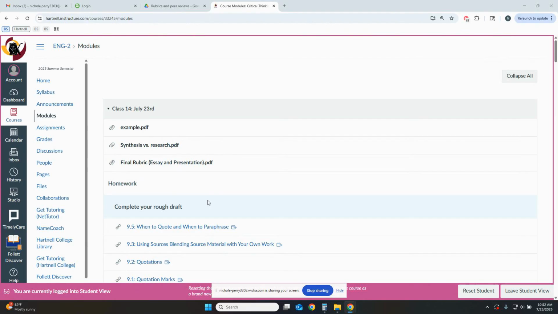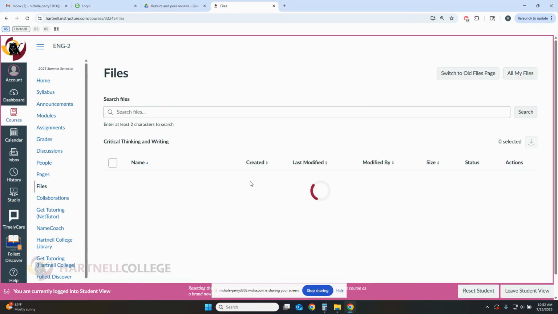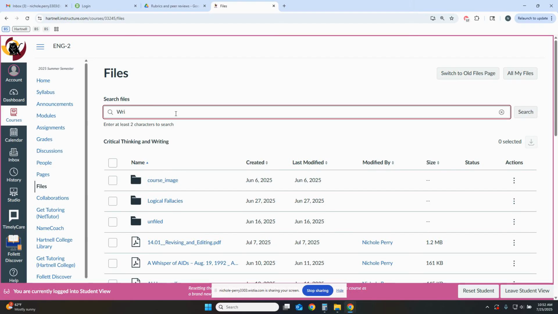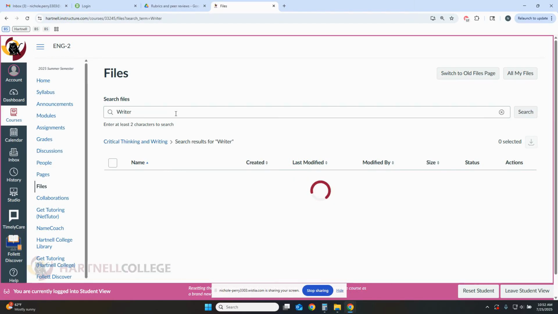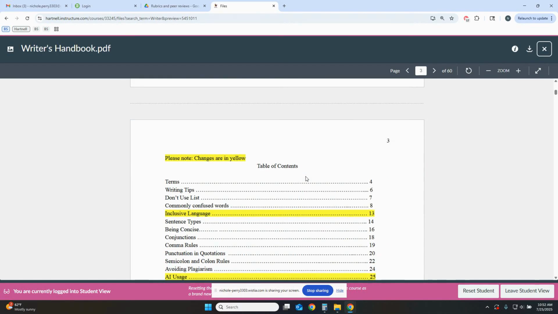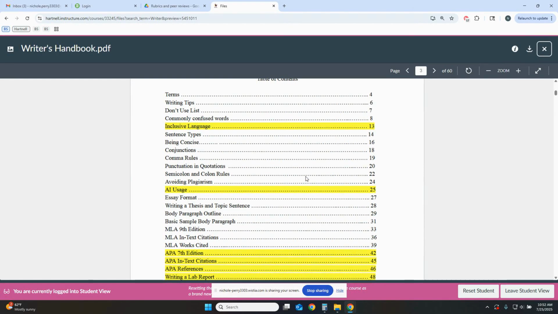So the way that you can find that is you go over to files, and it could be kind of a pain to try to find things. So just put in that. So it is under Avoiding Plagiarism, which is on page 24.